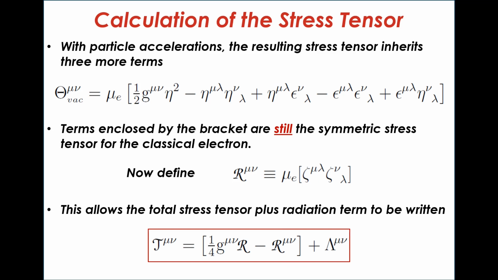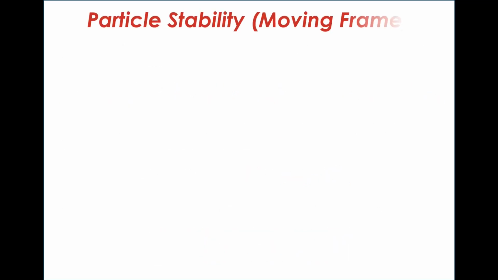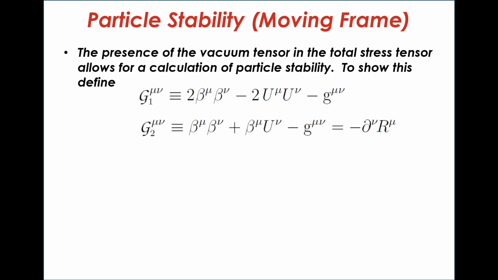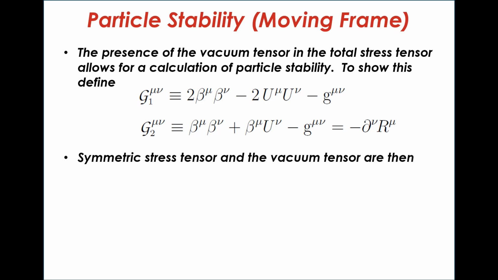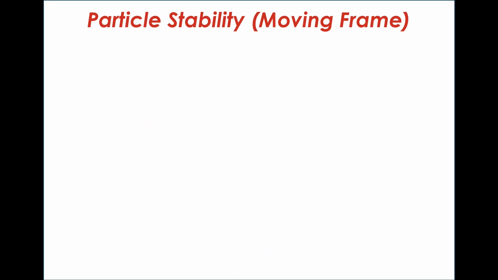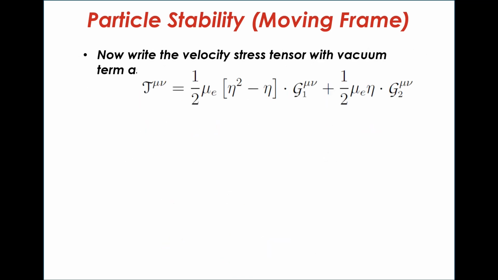Of course, this set of equations has a very Einsteinian appeal, which can be used to show particle stability. For this, we define 2 second-rank tensors, g mu nu 1 and g mu nu 2. With these definitions, the velocity portion of the symmetric stress tensor and the vacuum tensor can be written as shown here. Next, we can cast the velocity stress tensor, including the vacuum correction, in terms of our tensors g mu nu 1 and g mu nu 2.